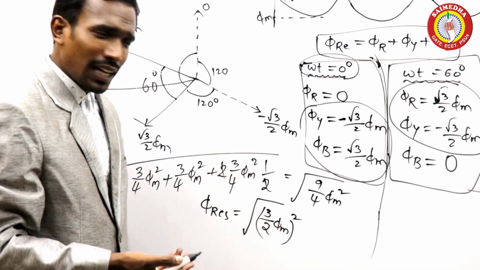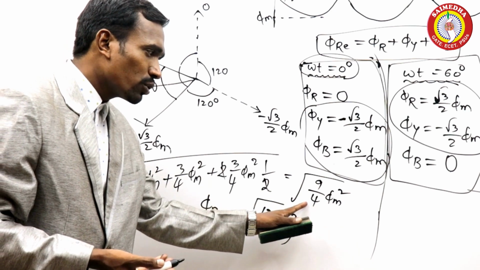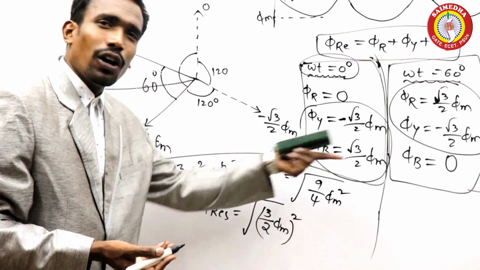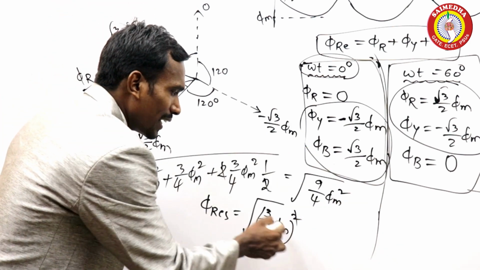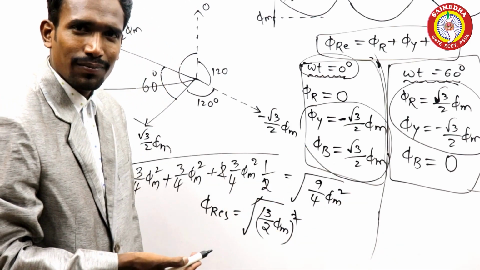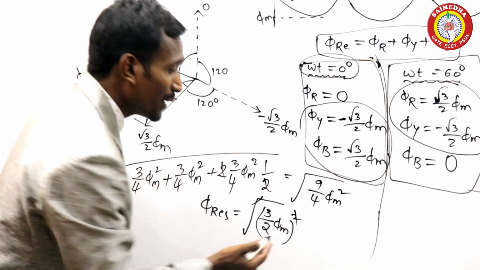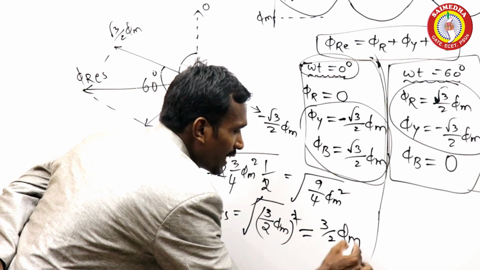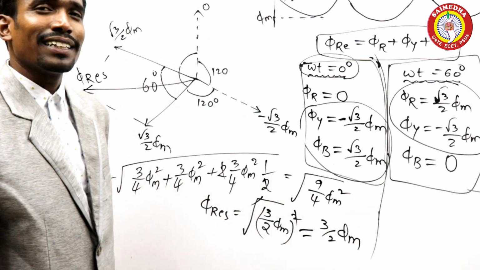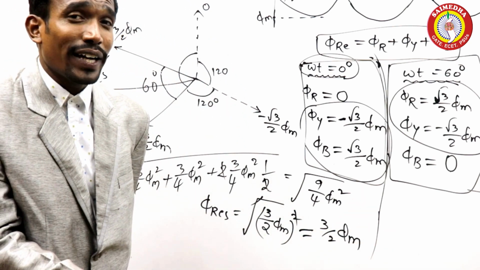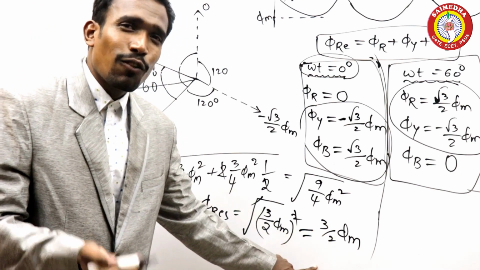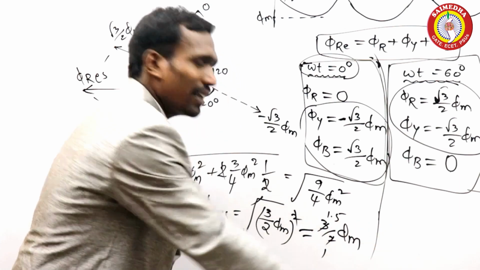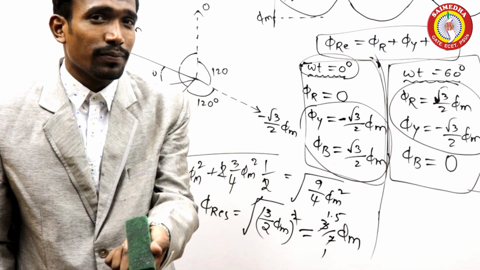Is it okay? 3 square, 2 square, phi m square, that is 3 by 2 into phi m whole square. The square root gets cancelled. Now tell me, what is the final resultant value? 3 by 2 phi m. 3 by 2 is nothing but 1.5. Yes or no? 3 by 2 is nothing but 1.5 times the phi m.